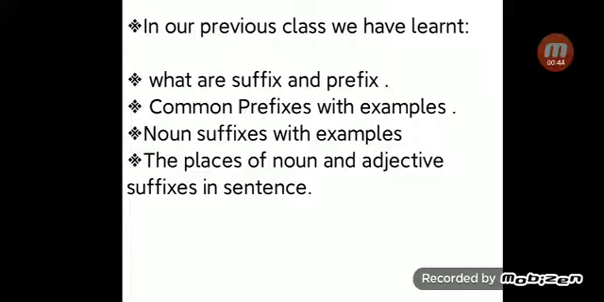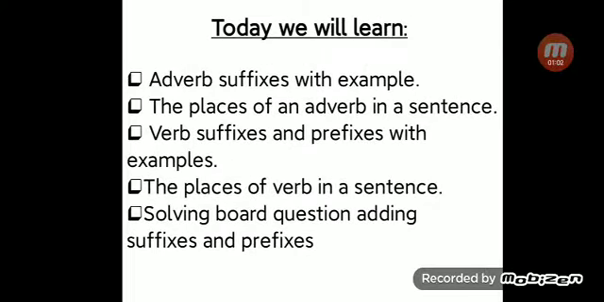Dear students, in our previous class we have learned what are suffix and prefix, common prefixes with examples, noun suffixes with examples, the places of noun and adjective suffixes in sentence. Today we will learn adverb suffixes with examples, the places of an adverb in a sentence, verb suffixes and prefixes with examples, the places of verb in a sentence, and then we will solve both questions adding suffix and prefixes.